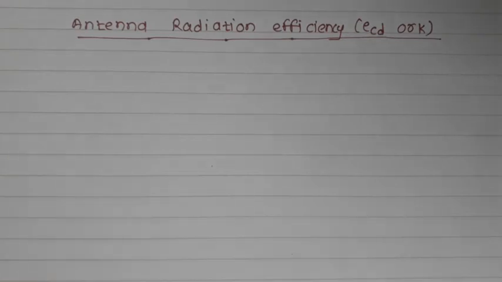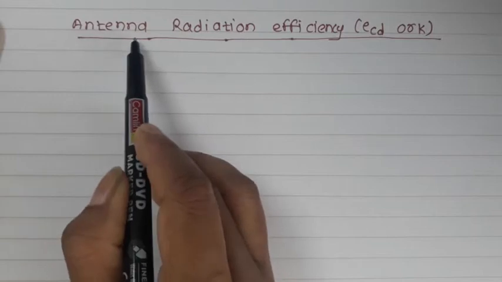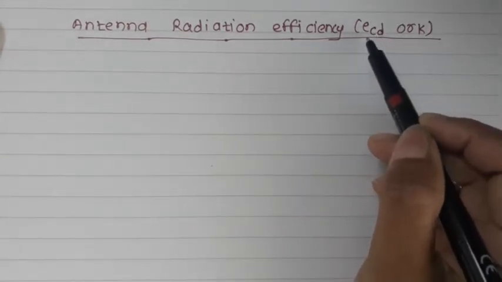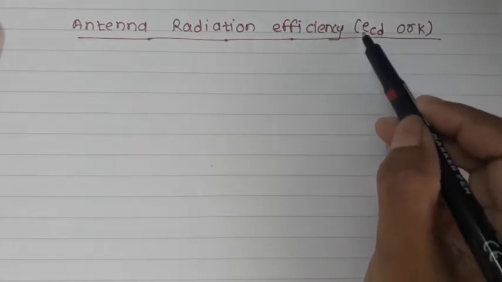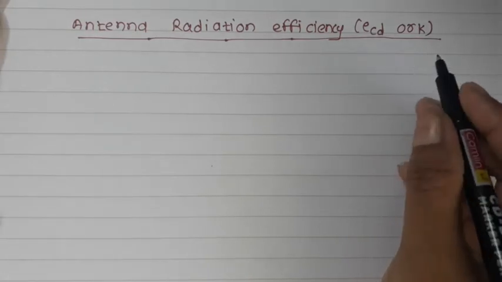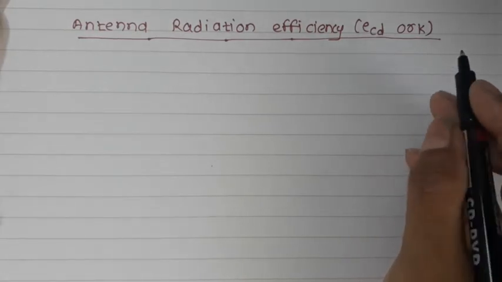Hello all. In today's session we are going to talk about a very important parameter, the antenna radiation efficiency. It is called the conduction dielectric efficiency, ECD, or it will be denoted by K. Now while calculating directivity we used the power radiated by the antenna.